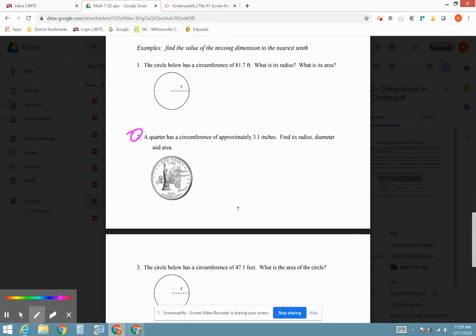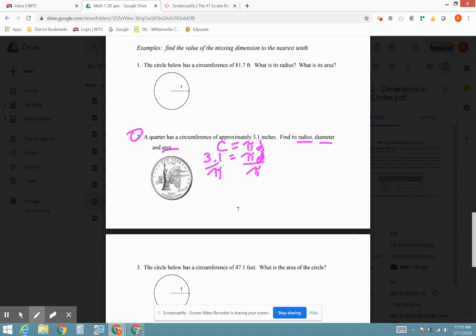So number 2 here. A quarter has a circumference of approximately 3.1 inches. So circumference equals pi times diameter. So circumference is 3.1 inches. Okay, it wants me to find the radius, the diameter, and the area. So I want to find the diameter first, so I divide by pi, divide by pi.